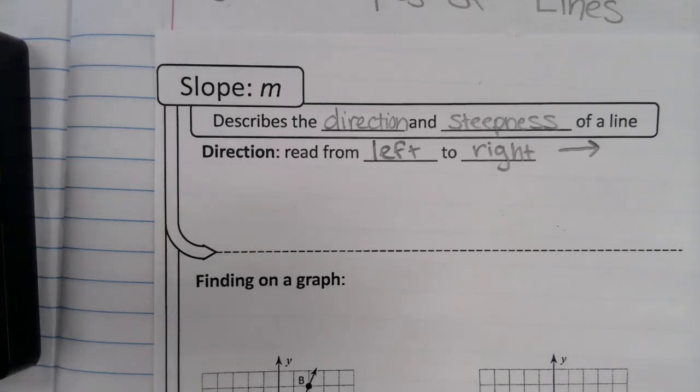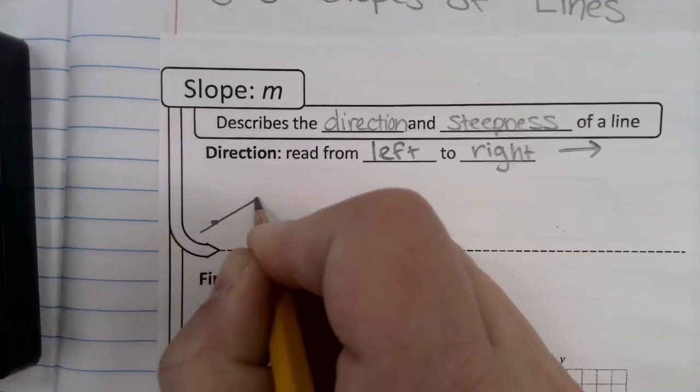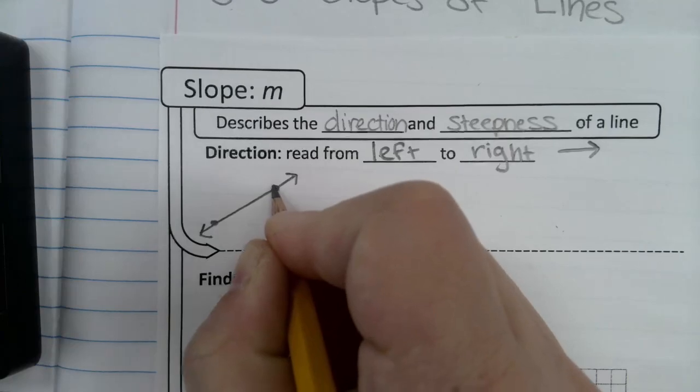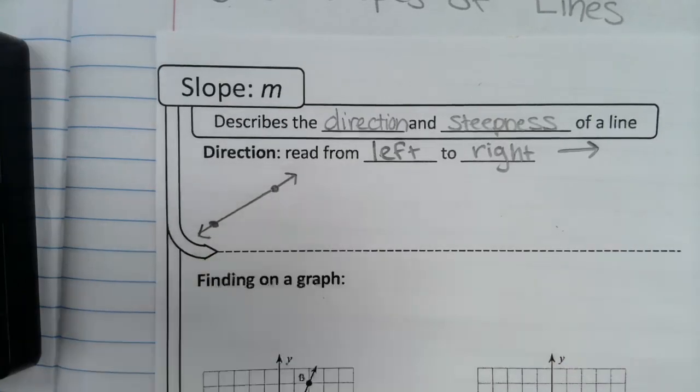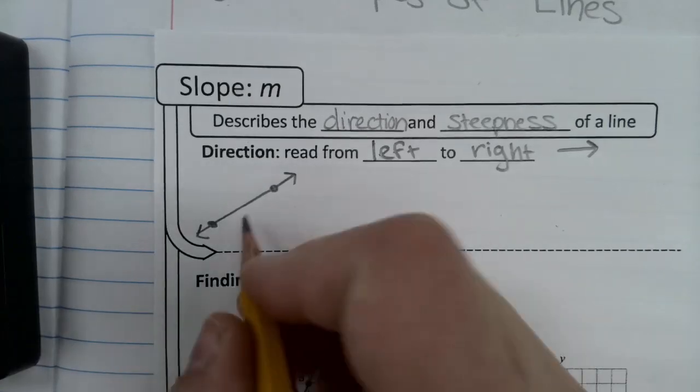All right, so we have different directions of a slope. If I go left to right, if it's rising, it's going kind of up. What kind of number will my slope be if it's going up? Positive number.